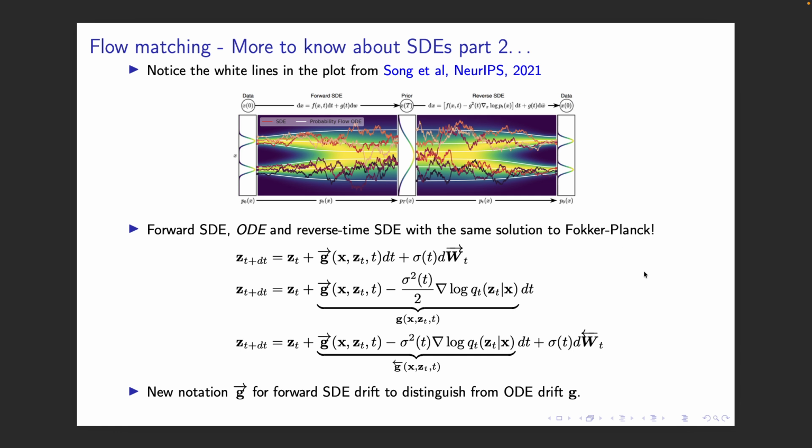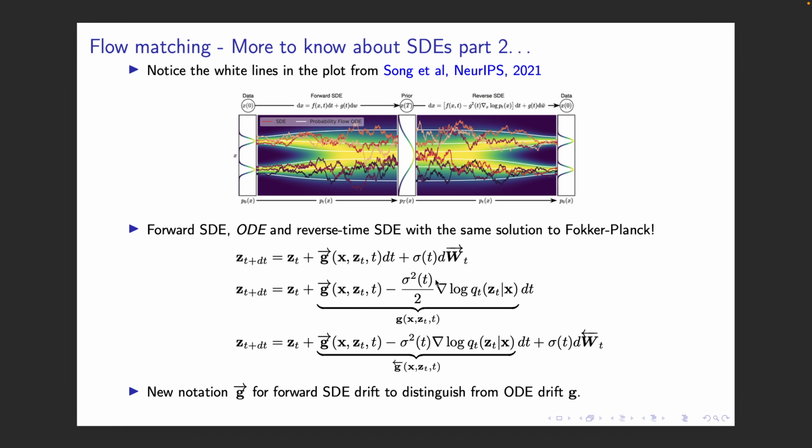So here I've written down, again, it's a consequence of the Fokker-Planck equation. I have written down three different equations. I started out with this arrow to indicate the drift for a forward time stochastic differential equation. Then I can define an ODE. You can see now I've dropped the stochastic term. So this is a deterministic equation corresponding to the white lines here.